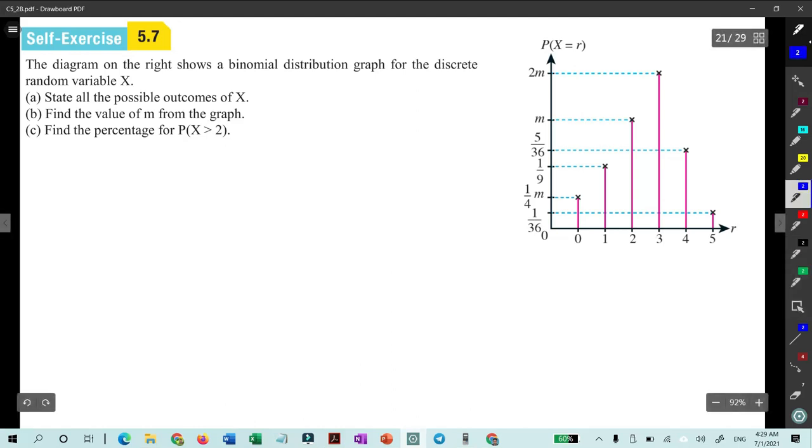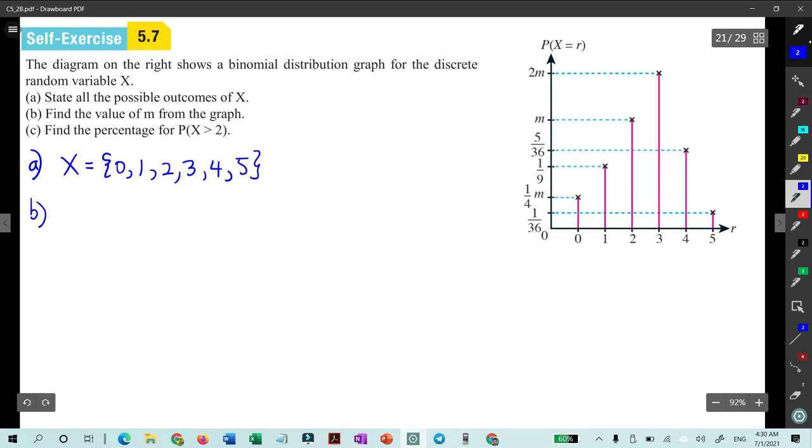Okay, so let's start with section A. If you look at the graph, the horizontal axis starts from 0 and ends with 5. So therefore the possible outcomes of x are 0, 1, 2, 3, 4 and 5.